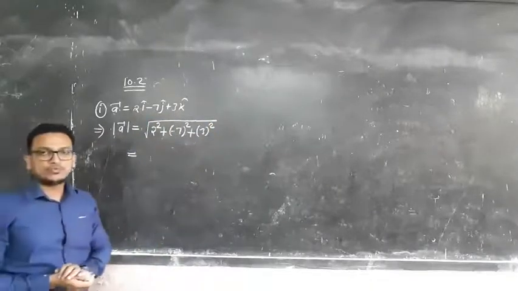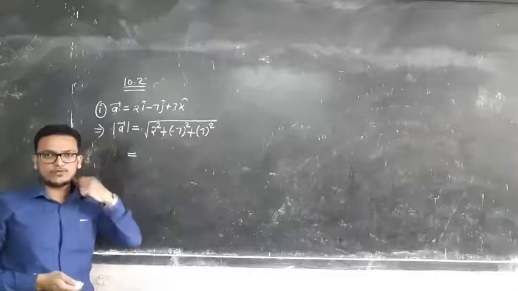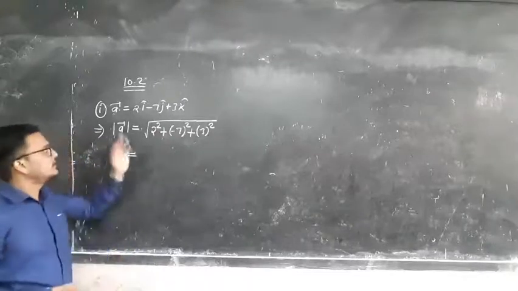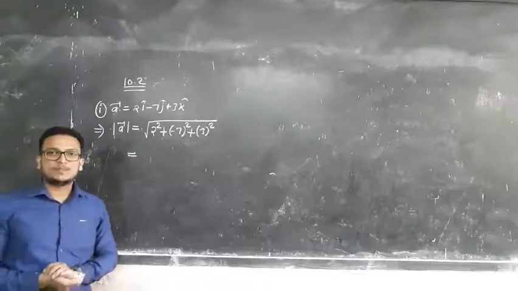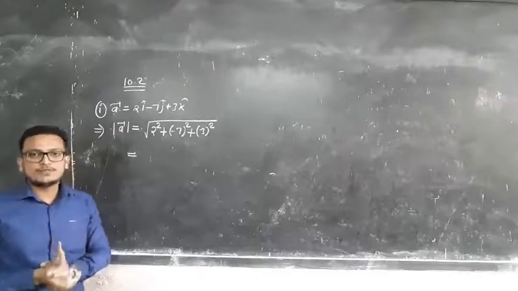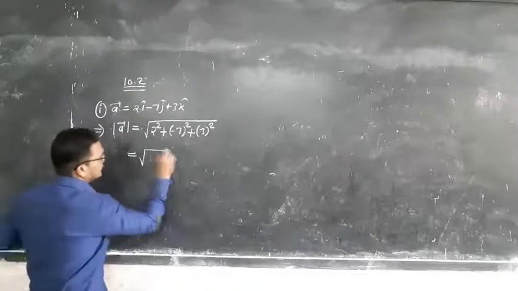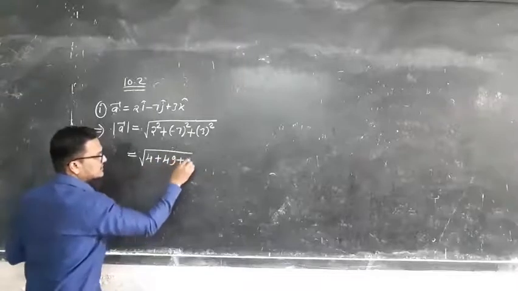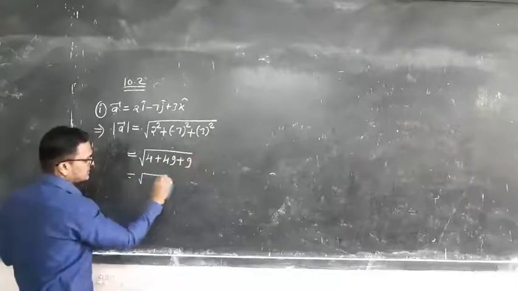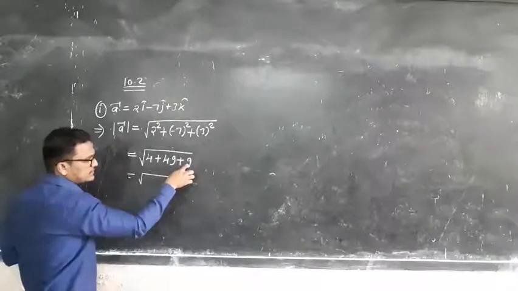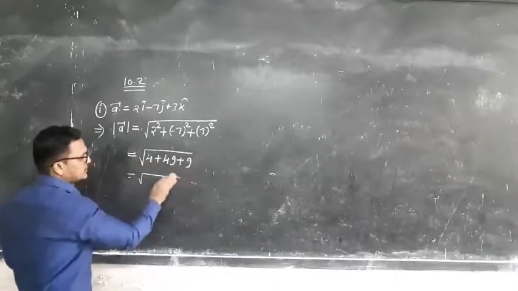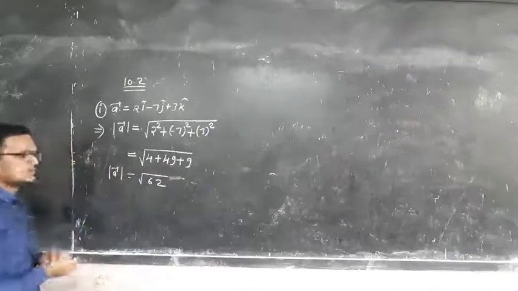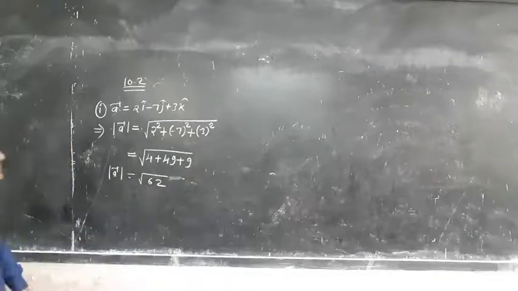To find the magnitude of any component form, the formula is the square root of the coefficient of i squared plus the coefficient of j squared plus the coefficient of k squared. Therefore 2 squared is 4, minus 7 squared is plus 49, 3 squared is 9. 49 plus 9 is 58, 58 plus 4 is 62. So the magnitude of vector A is root 62.